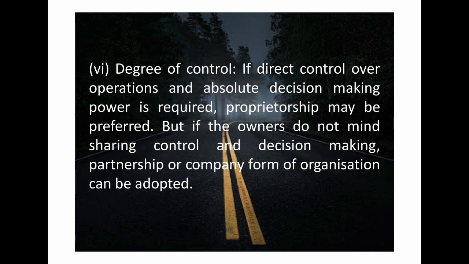So the next one is degree of control. When it comes to the degree of control, if direct control over operations and absolute decision making is required, so if direct control and absolute decision making are needed, you have to select sole proprietorship. If the owners do not mind sharing control and decision making, a partnership or company form of business organization can be adopted.